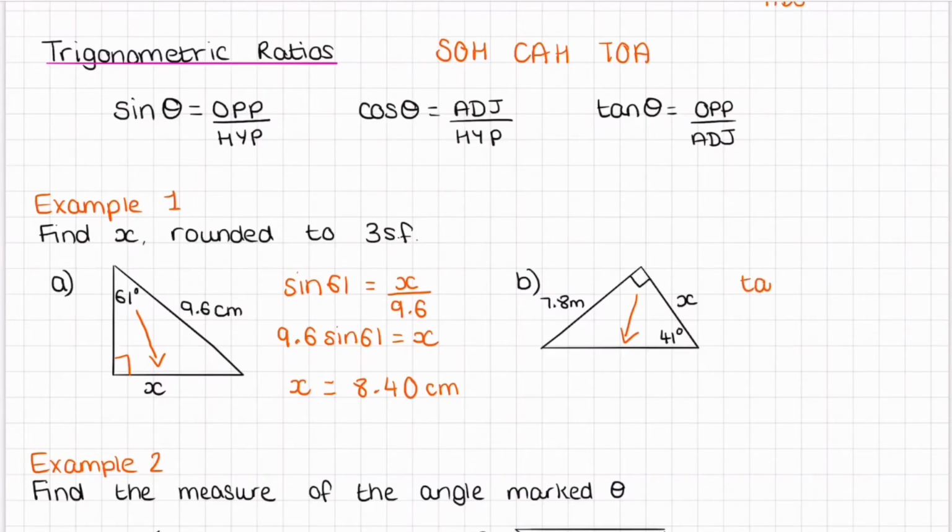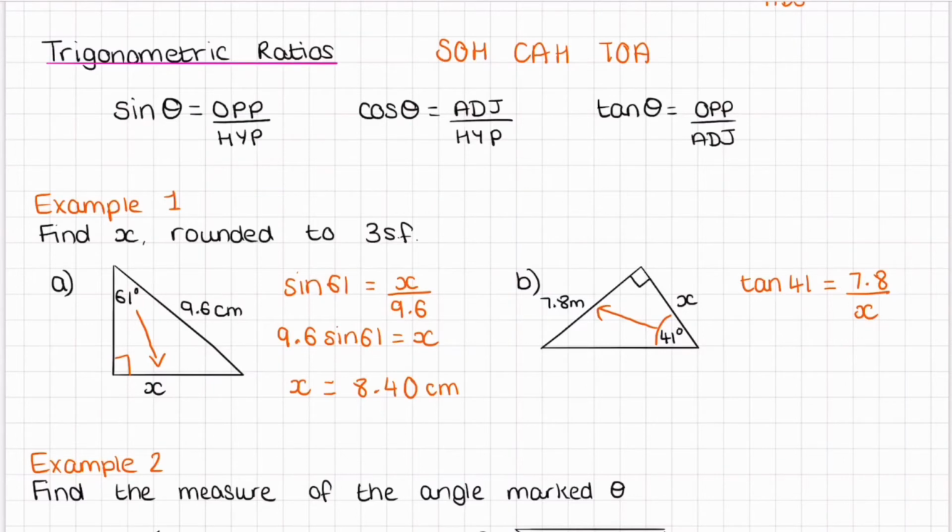So then we just write our equation. So tan of the angle, which is 41, equals the side opposite the angle. If we now look at our diagram here, the angle's here, the side opposite that is the 7.8, and that's going to be divided by the side next to the angle, which is x.